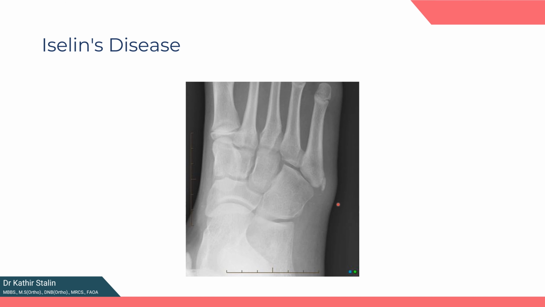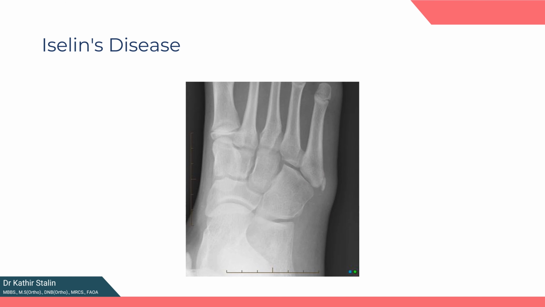Iselin's disease is a traction apophysitis of the peroneus brevis tendon at the tuberosity of the base of the fifth metatarsal in children, and it presents with a lateral foot pain. Diagnosis is made clinically with pain over the base of the fifth metatarsal with radiograph showing an enlarged apophysis with disordered ossification.